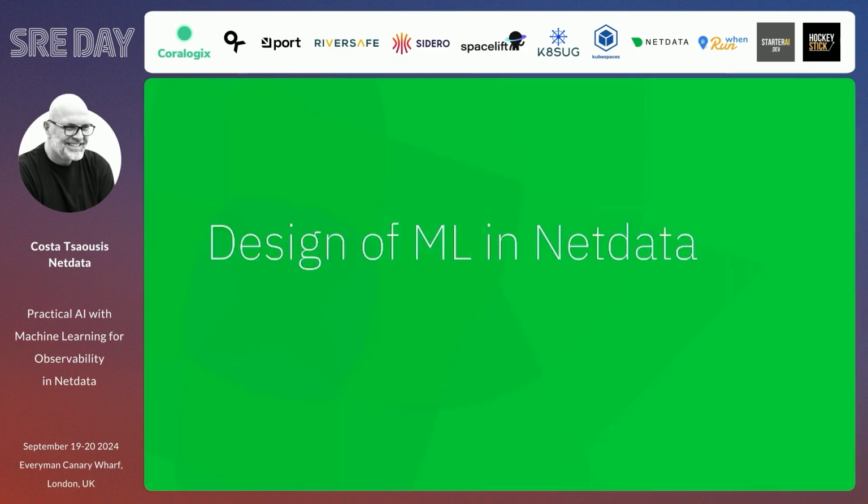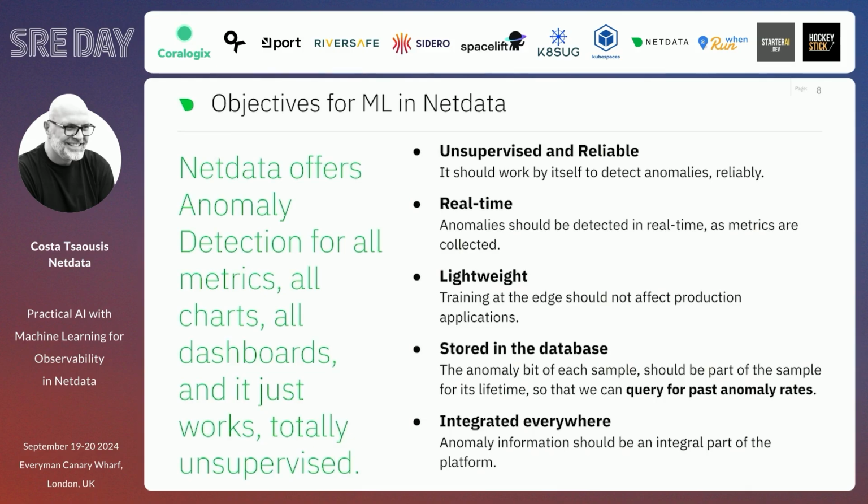How did we design machine learning in Netdata? These are the objectives we set. We first said, okay, we want this to be totally unsupervised and as reliable as possible. We want this to be real time. Netdata is real time everywhere. For the guys that know Netdata, you know that Netdata collects data every second, and many of them. So the idea is that we want it real time. So in the pipeline that we process metrics, anomaly detection should always be there for all metrics.